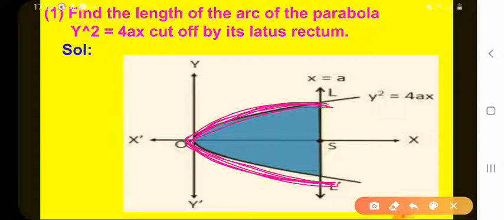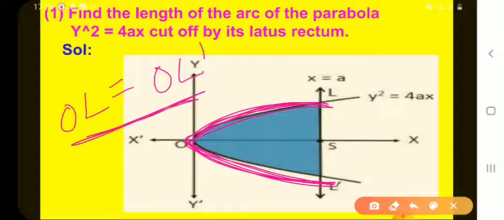Okay, here we have to find this length from L to O to L dash. Here the distance from O to L and O to L dash are both the same. So I will find only from O to L, and after finding this I double this answer. Okay, we get the full length of the given arc. First I find the length of the OL arc only, from O to L. After that I double it, we get the length of the arc of the parabola.